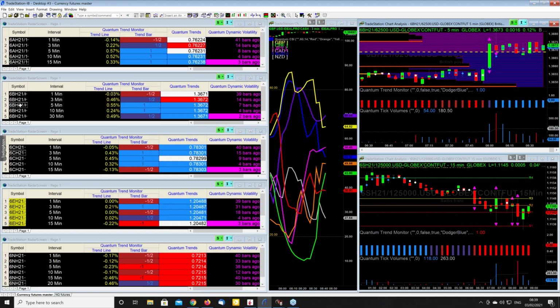So what we're seeing over here is just all the currency futures laid out. This is the trend monitor. I've got the trend monitor on here, I've got the trend dots on here, and I've got the dynamic volatility. So you don't need to go hunting around the charts. Look straight at this. I can see that on the 30-minute for cable, 2 bars ago, there was a volatility trigger, and down you go.